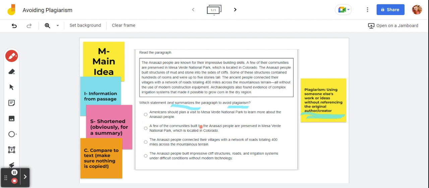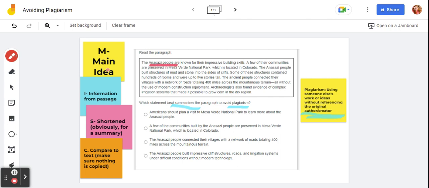All right, so looking at this paragraph, it says, which statement best summarizes to avoid plagiarism? Again, I'm always going to read that question first, right? Because why would I waste my time reading the passage if I don't need it for the question? But this one says what summarizes the paragraph. I'm probably going to have to read it this time. So we're going to skim through. The Anasazi people are known for their impressive building skills. So obviously it's going to be about the Anasazi people.